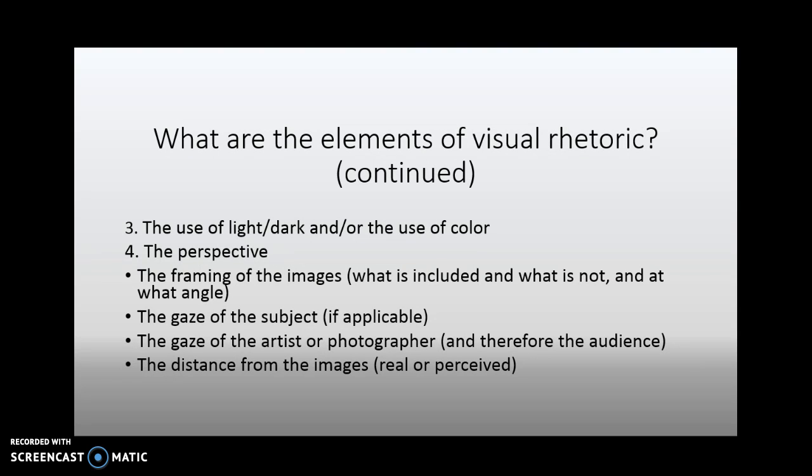Other elements of visual rhetoric, we have the use of light and dark and/or the use of color. Sometimes you'll find that that's particularly important in the creation of meaning or the creation of emphasis in a visual. For example, the use of dark around an image that's lighter can create a contrast and draw our eye to the light. It can create some meaning as well, you know, to create a particular mood. Colors can have meaning and symbolic meaning, or the choice to not include color can have a meaning.